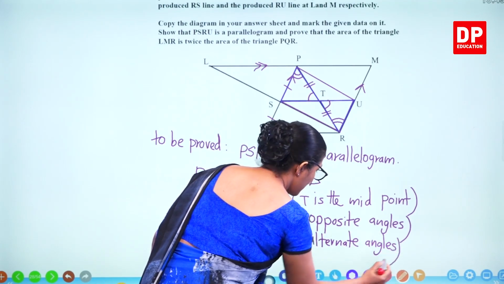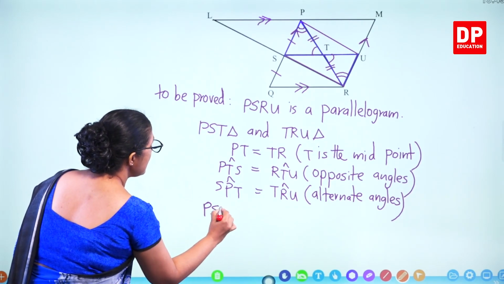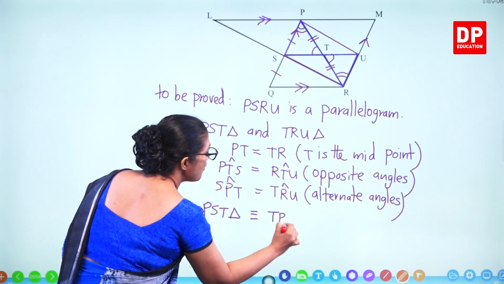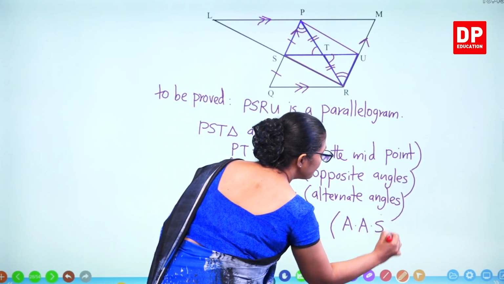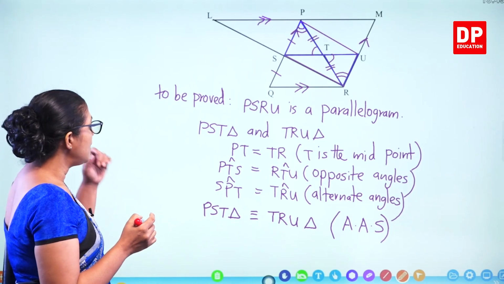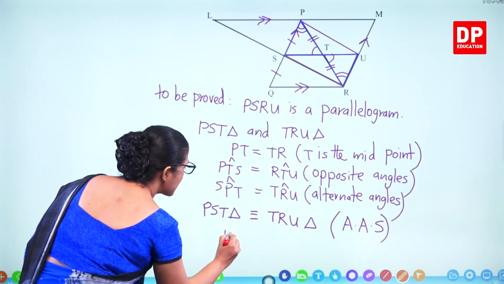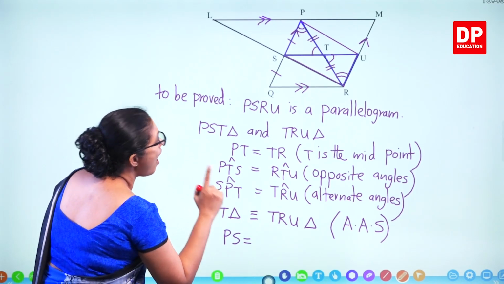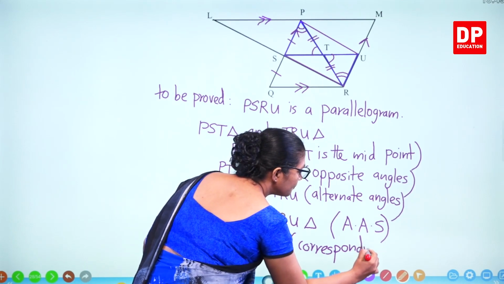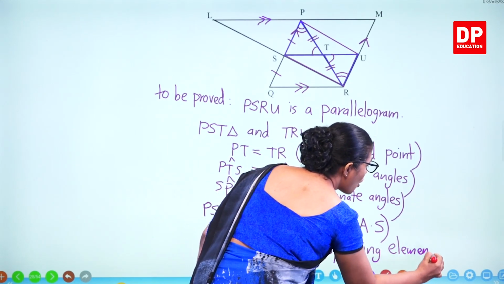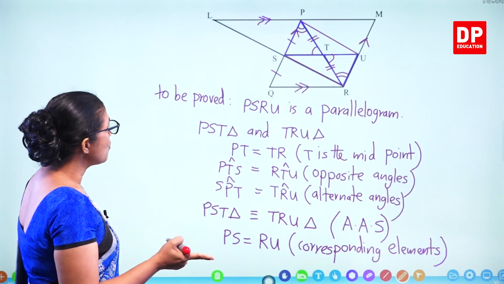Now we can see these two triangles are congruent. PST triangle is congruent to TRU triangle. What's the case? Angle, angle, side. So angle, angle, side, these are equal. So that means PS is equal to RU. Corresponding elements of congruent triangles. We know PS is equal to RU.